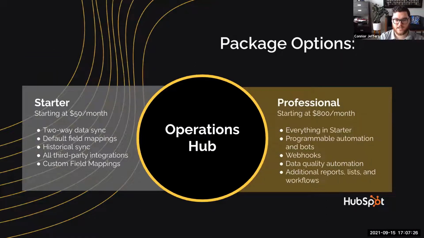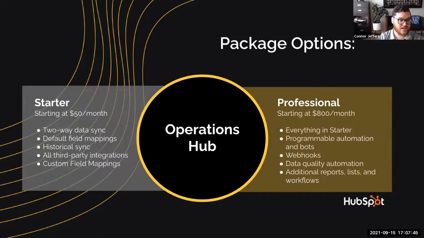So the first one is Starter. There is a free version of Operations Hub as well. Allows you to do data sync, standard fields. You can connect to a whole bunch of different applications. You will find those in the marketplace. But with Starter at $50 a month, you're going to be able to add historical sync, and you're also going to be able to add custom field mappings to that syncing.